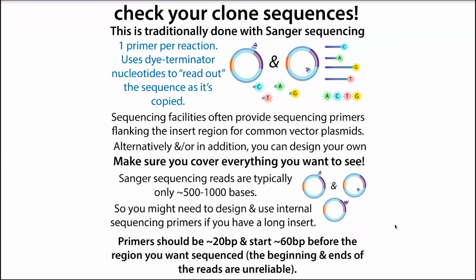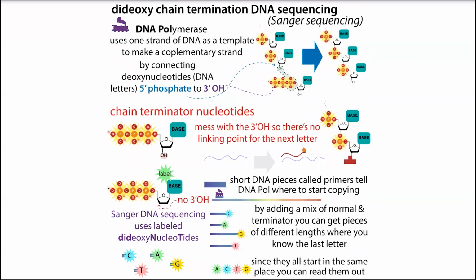And when we're sending it for sequencing, we're typically talking about Sanger sequencing, which is the traditional method of sequencing, dideoxy chain termination DNA sequencing. How it works is kind of like PCR, except that you only have one primer per reaction. And you're going to use poisoned nucleotides, kind of. Deoxynucleotides are normal DNA letters, and they get that deoxy because they don't have this 2' OH, which is what RNA has. But they still have a 3' OH, and this 3' OH is going to allow them to link together.